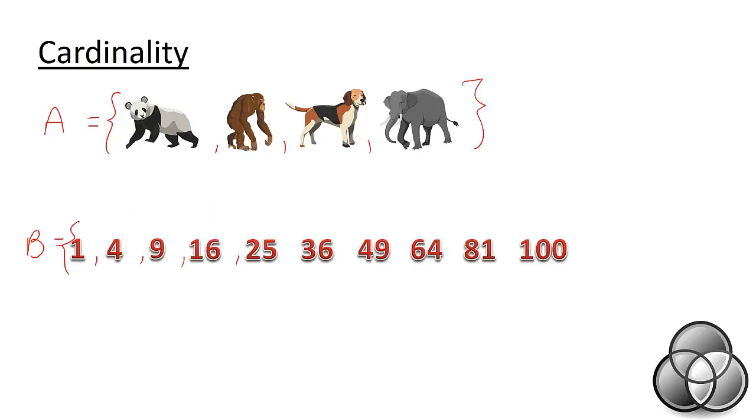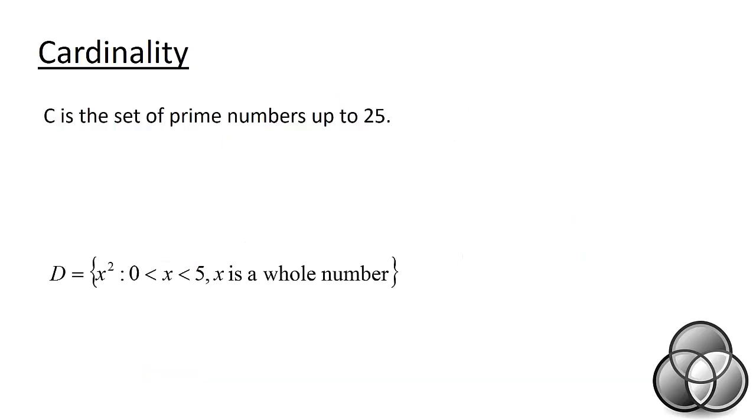What about set B here? How many elements are inside of set B? Well, in this case, if we want to use the vertical bar notation, we could say that the number of elements inside of B is 10. And again, we can just count these. Using our other notation for cardinality, we could say the cardinality of set B is equal to 10. Take a moment to pause the video now and try to determine the cardinality of the sets C and D.